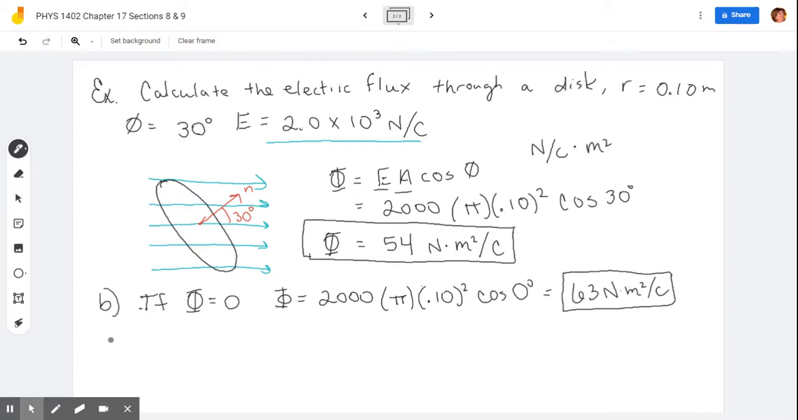If we rotated it again, and let me change that, that should have been a lowercase phi. If we rotate it again, so that phi is equal to 90, remember that would mean no lines of flux. That would give us a flux of 0. Cosine 90 is equal to 0.